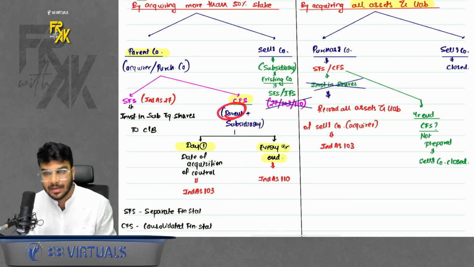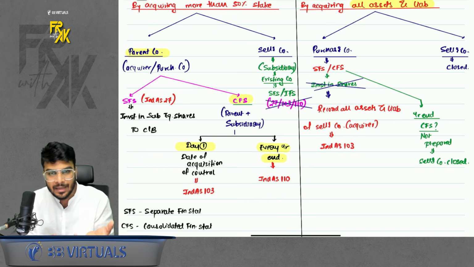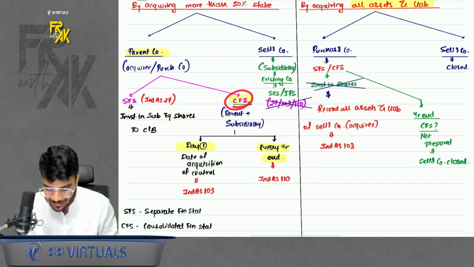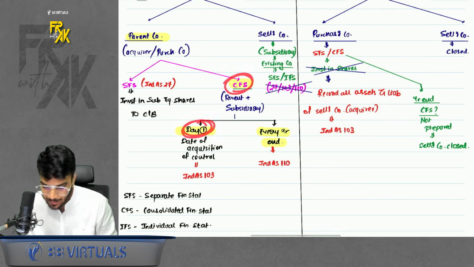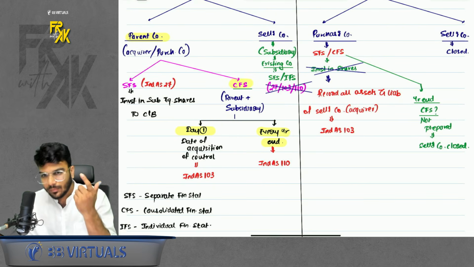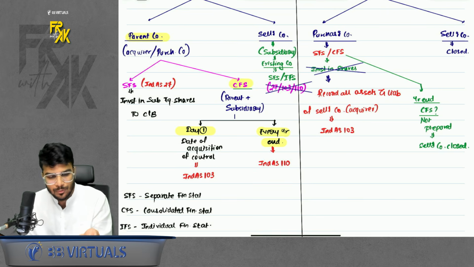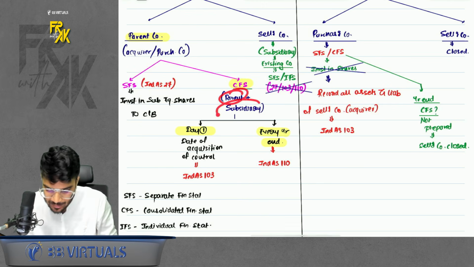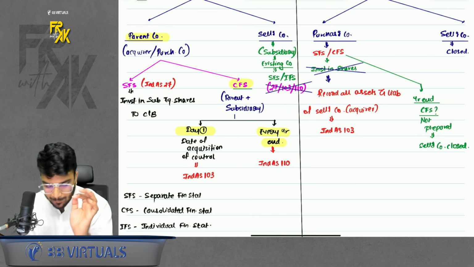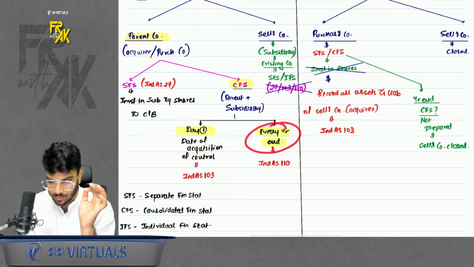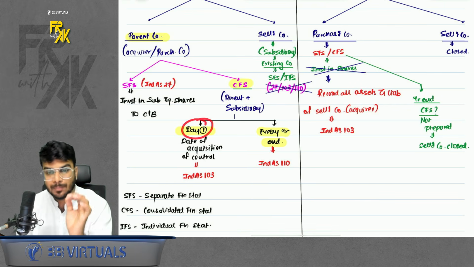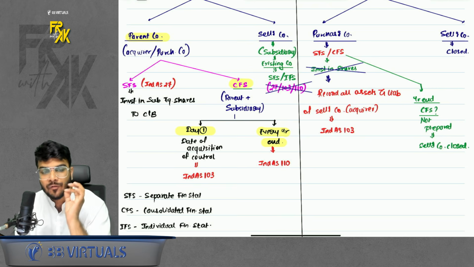Now, the parent will also prepare CFS. In CFS, the parent combines the financials of the parent as well as the subsidiary. This CFS is prepared on day one and on every year end also. It is just like once you marry, you will celebrate the marriage on the day of marriage, and also every year anniversary you will celebrate. Same logic. Once the parent comes into a relationship with the subsidiary, it will prepare CFS on day one and every year end also.